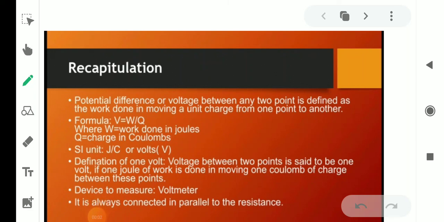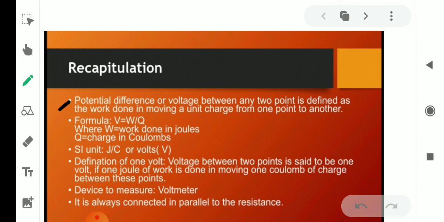Dear students, today we are going to study about electric circuit. Before moving on to the topic, just let us recall what you have learned in the last class. Yes, the first thing which you have to remember, that is potential difference.